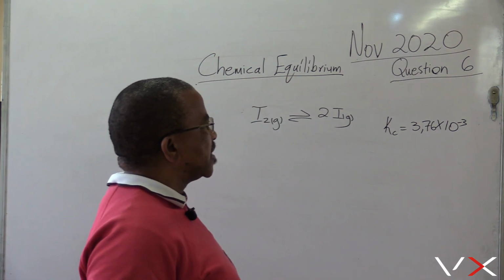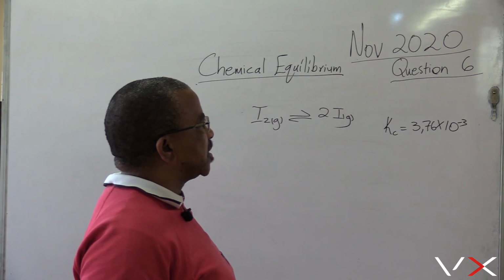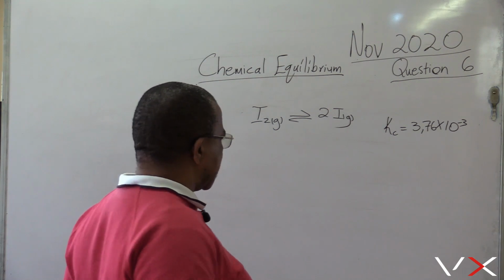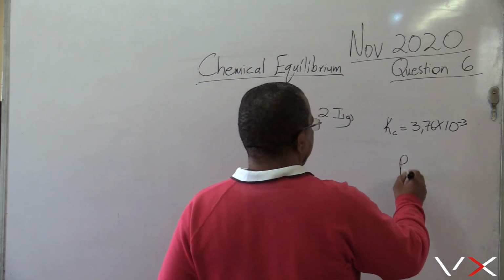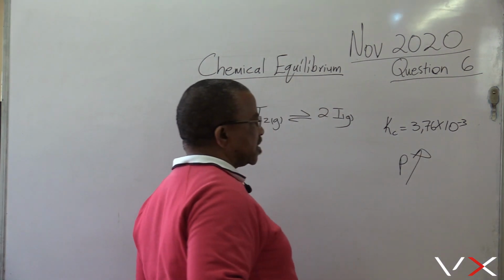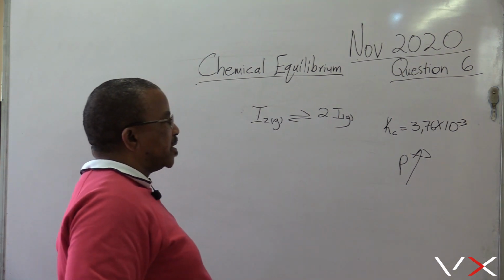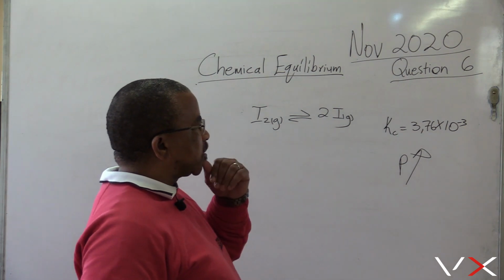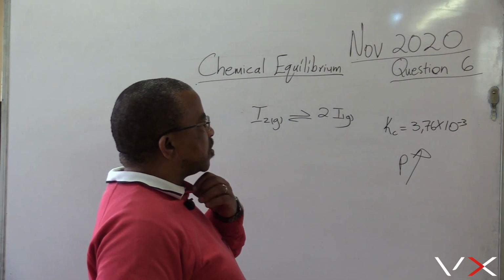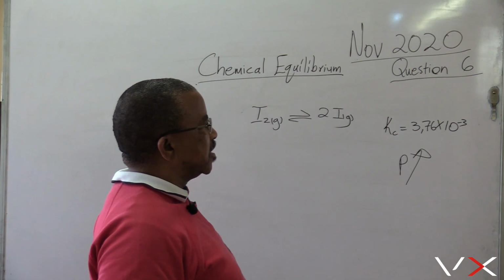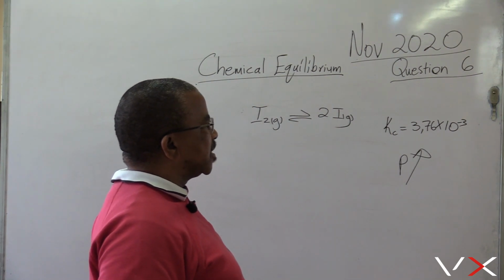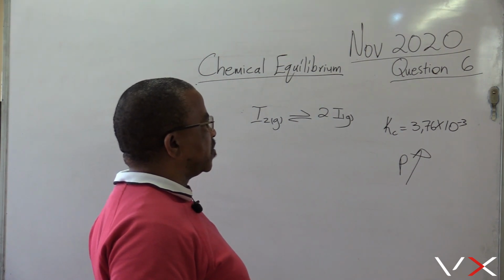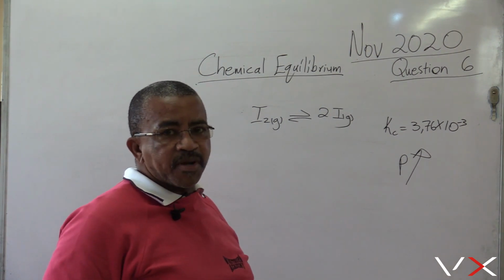At equilibrium, the pressure of the system is increased by decreasing the volume. When pressure is increased, you increase the pressure by decreasing the volume of the container at constant temperature. How will each of the following be affected? Choose from increases, decreases, or remain the same. Right. 6.2.1, what about the value of equilibrium constant?